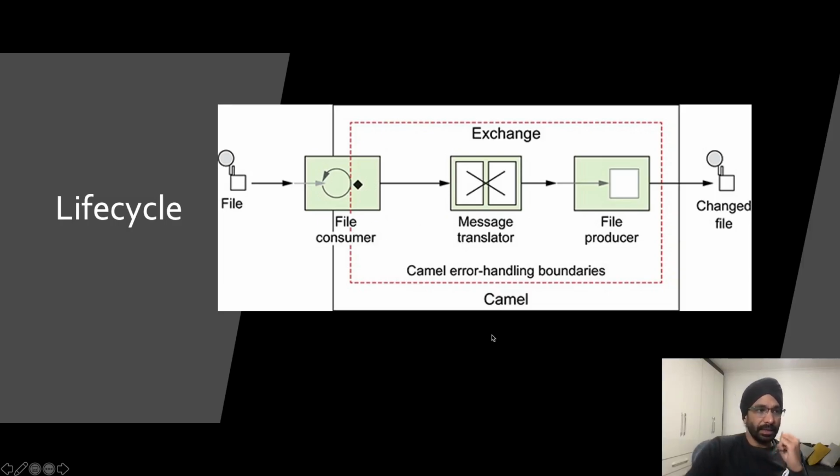Camel's error handling boundaries will only start when I manage to consume the file in this example. If the file cannot even reach my route, there is nothing I can do about it. That makes general sense as well. It has to be in my context in order for me to handle it.